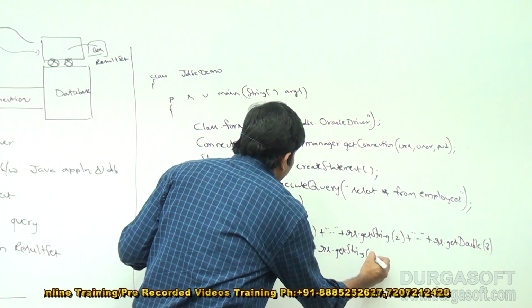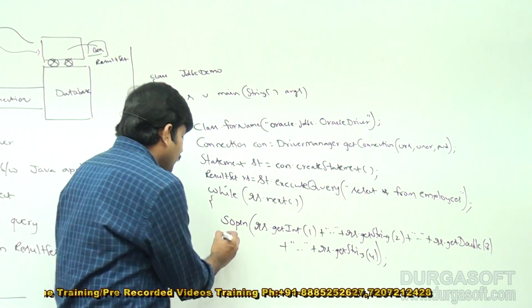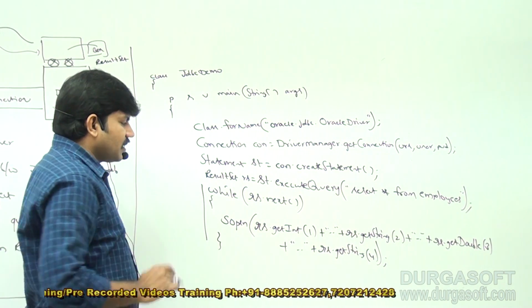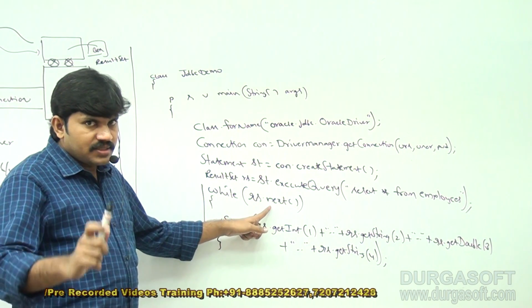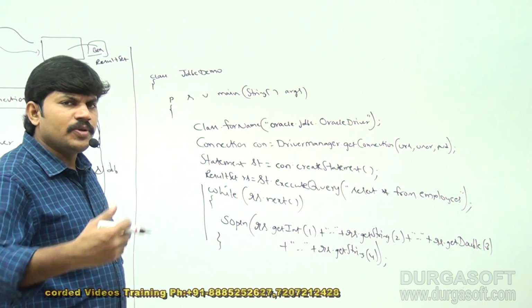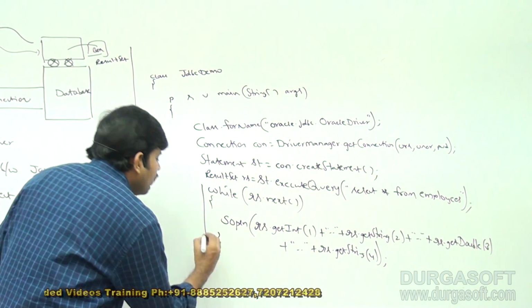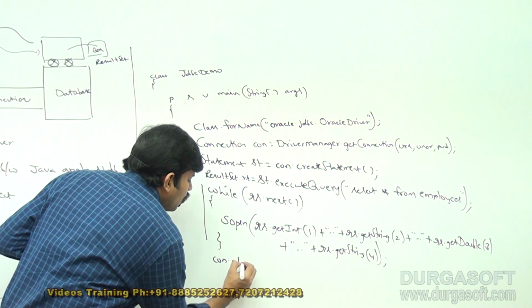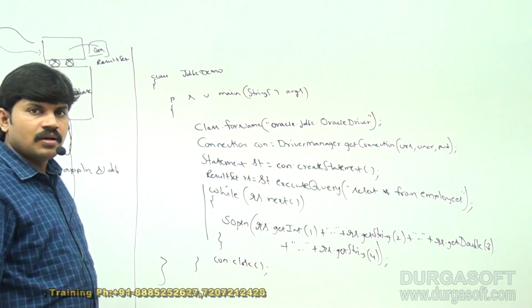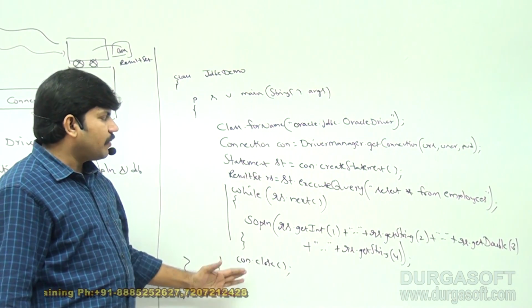Don't worry about this code, sir. Don't worry, I will discuss it in detail, right? Sir, assume this whole thing is nothing but processing results from the result set. What is the last step, sir? Can you please close the database connection? Okay, con.close, that's all. con.close, that's it. Sir, a simple Java application.